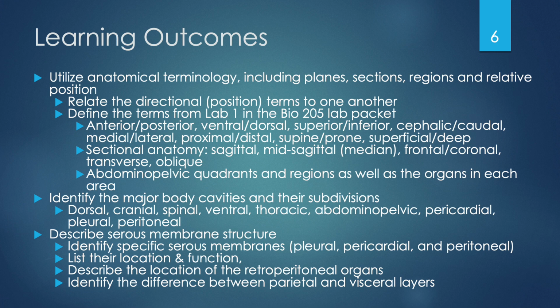And then lastly, to describe serous membrane structure, which includes identifying specific serous membranes, so that includes the pleural, pericardial, and peritoneal membranes, to list their location as well as their function, and to describe the location of the retroperitoneal organs and identify the difference between parietal and visceral layers.